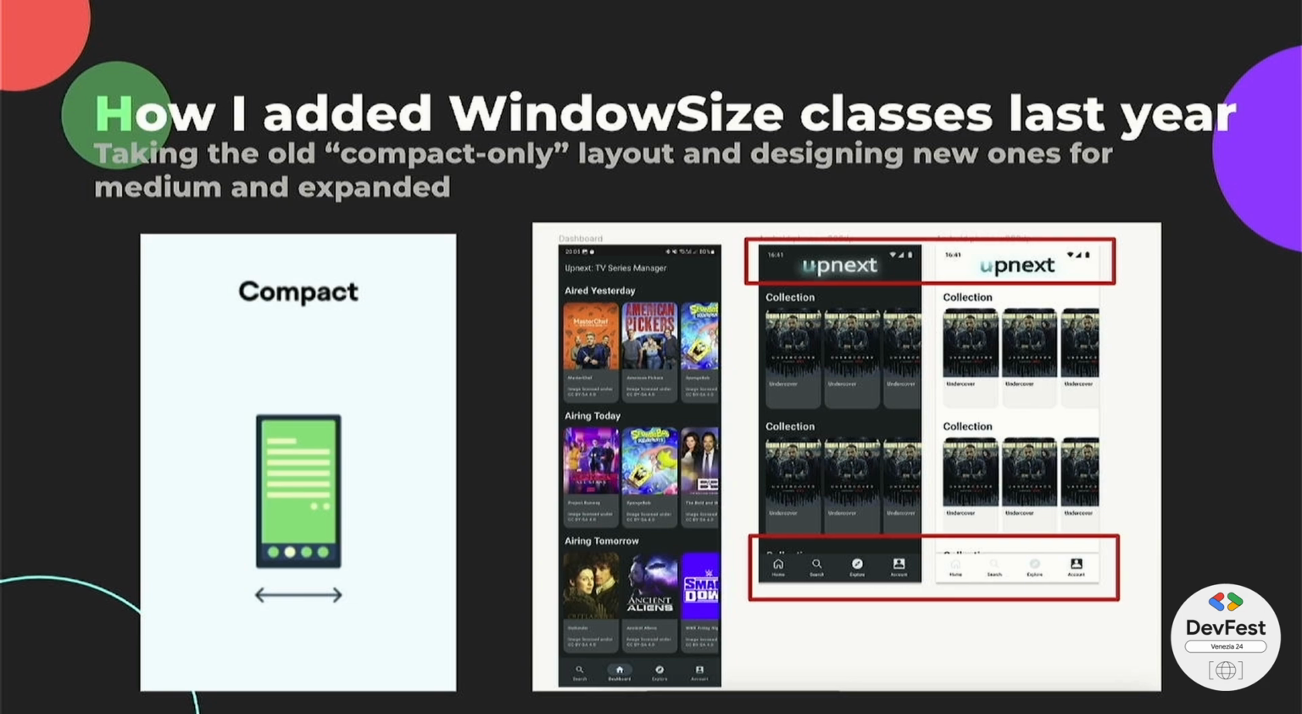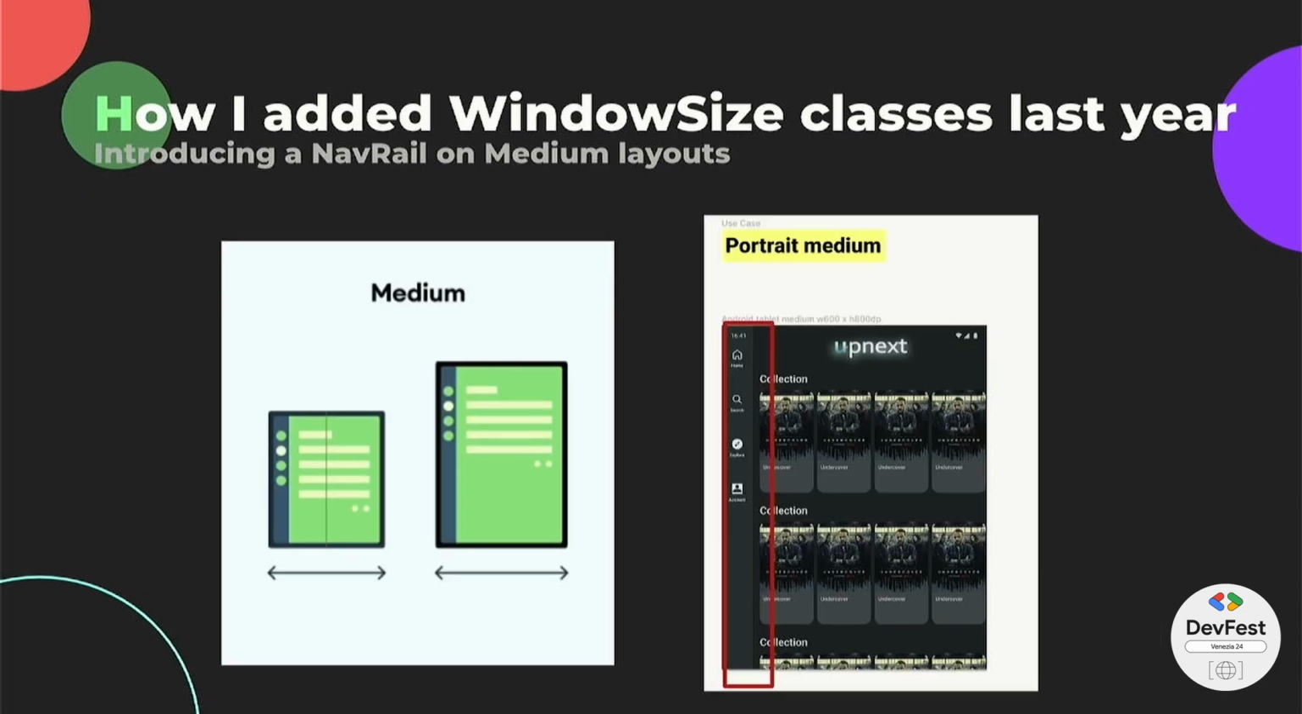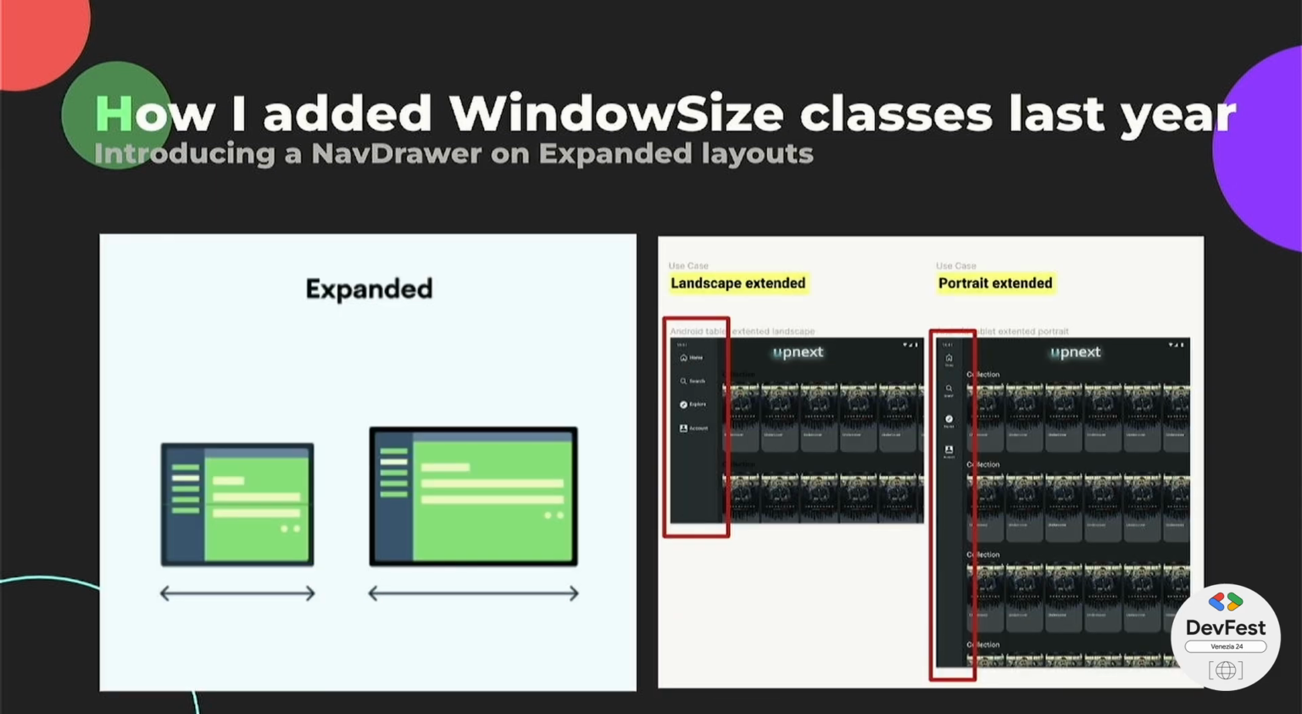For compact, he basically made just minor improvements in terms of the ordering of the bottom navigation bar as well as the toolbar at the top. For medium, he introduced what is called the navigation rail. This is one of the recommendations that you'll find in the Material Design guidelines. If it's on a tablet, on a medium WindowSize, the recommendation is to have a navigation rail. And on an expanded layout, you can have either a navigation rail or a navigation drawer.